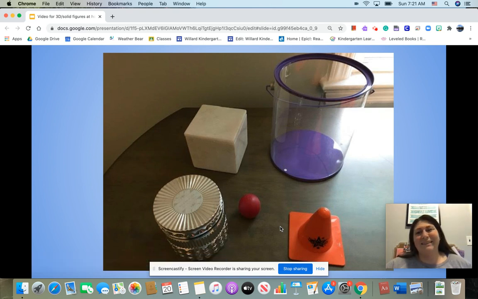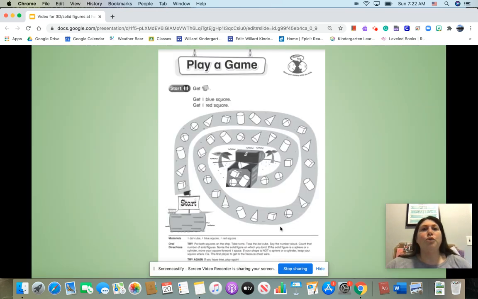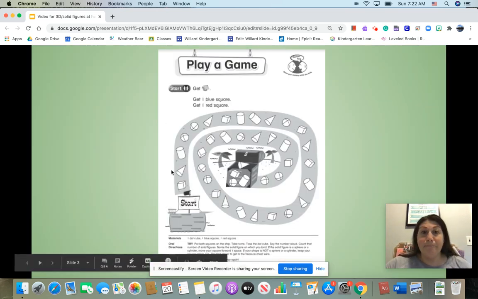So you don't necessarily need to know exactly what the names are if you have trouble remembering that, just as long as you realize what solid figures look like. That's our goal. So next, after you hunt for some solid figures, maybe you take a picture of them. You can send it to your teacher if you'd like. The next thing you're going to do is you have two choices. So you can play this game.